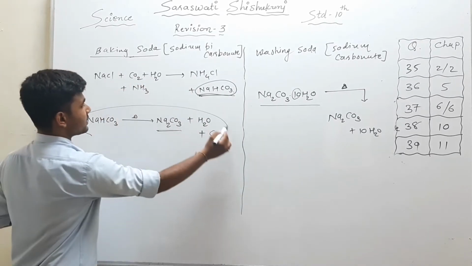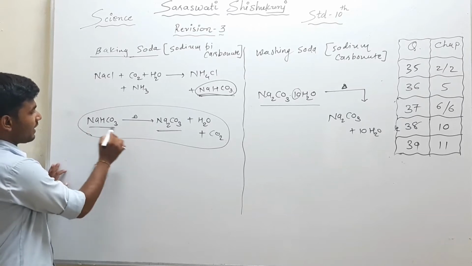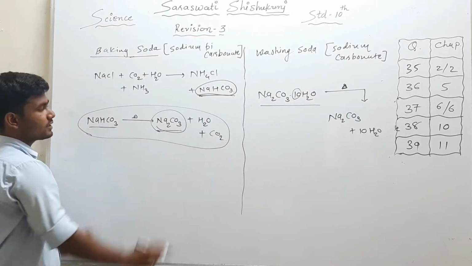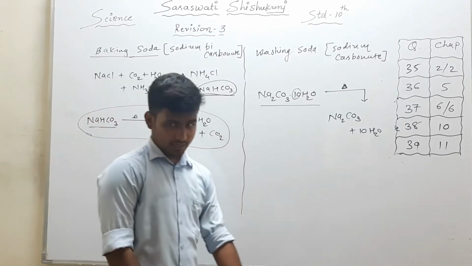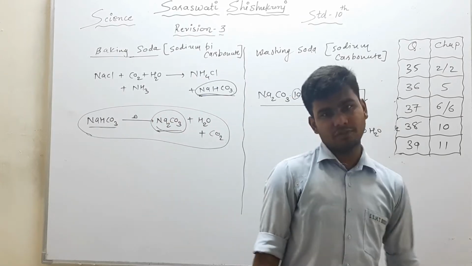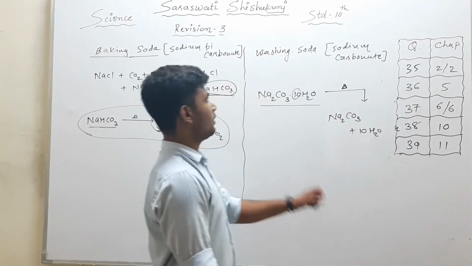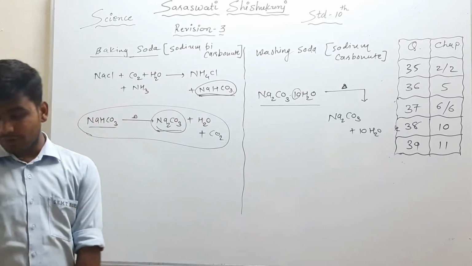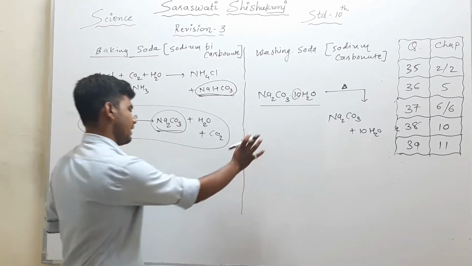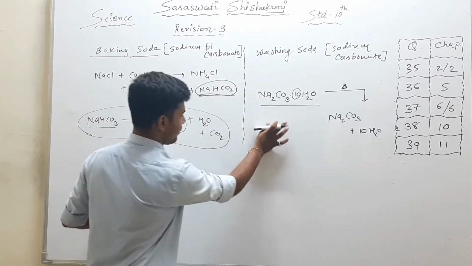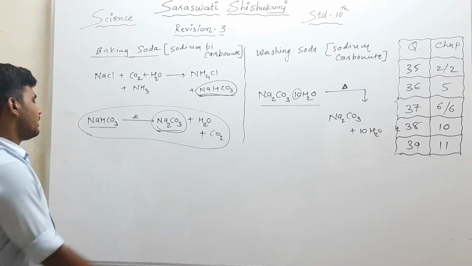How can we obtain the washing soda? Here is another way: if we have baking soda and just heat it, we can get sodium carbonate, right? And if we crystallize it, that will result in washing soda. Uses of washing soda are also very easy. We can prepare them ourselves, so we are not discussing them right now.